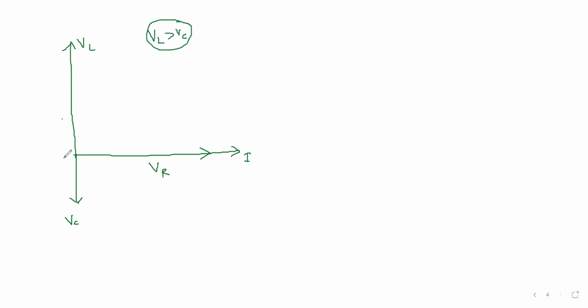At point A, VL is acting in the upward direction and VC is acting in the down direction. The net effect is along this direction, that is VL minus VC. VL minus VC acts in this direction, VR acts in this direction, and the resultant of these acts in this direction. It is V, and this angle is phi. This phi is called the phase angle. So I am going to find the value of the phase angle. So the question is, what is the phase angle?